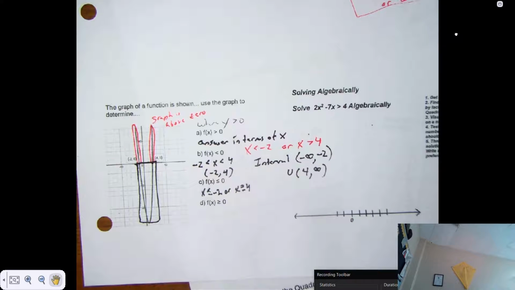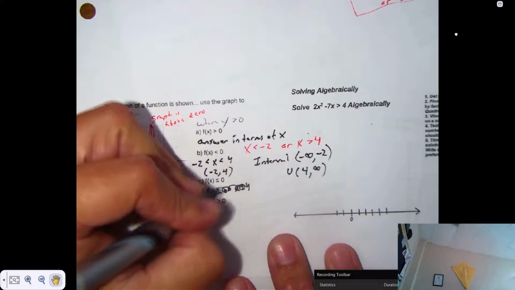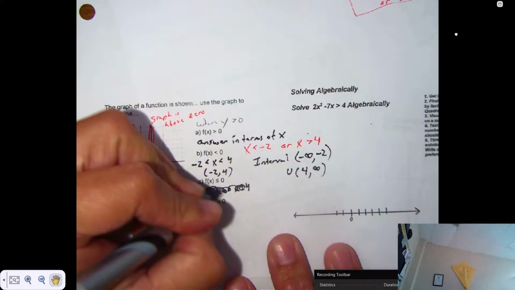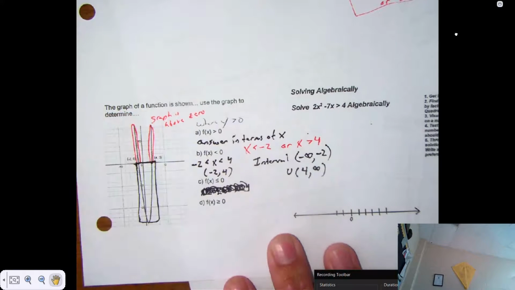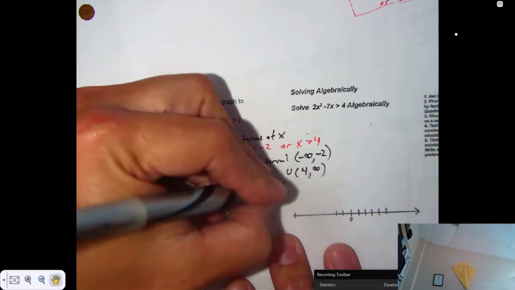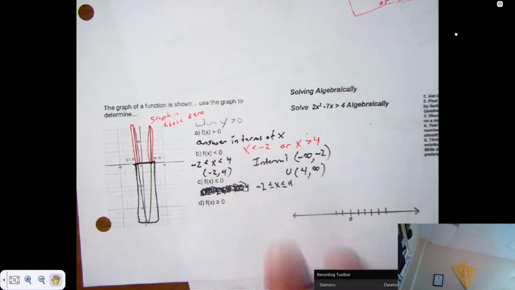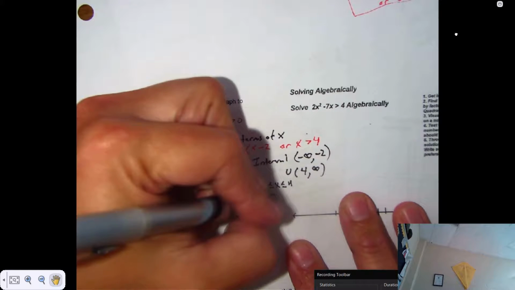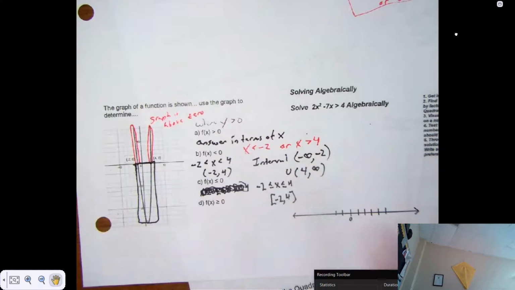Oh, that's the wrong spot for that, isn't it? I said B and C, and what did I do? Didn't I write down A? Negative 2 less than or equal to x less than or equal to 4. What's that look like as an interval? Wasn't so bad.